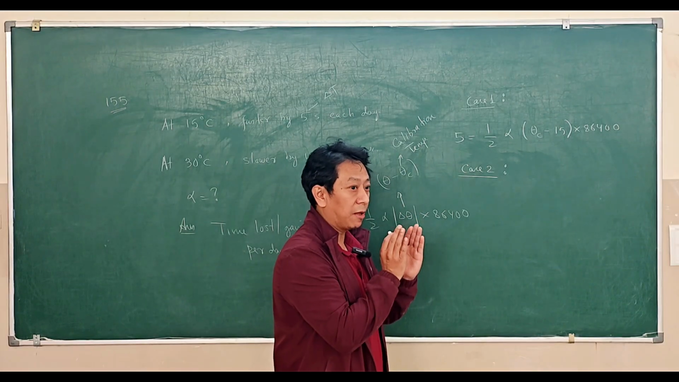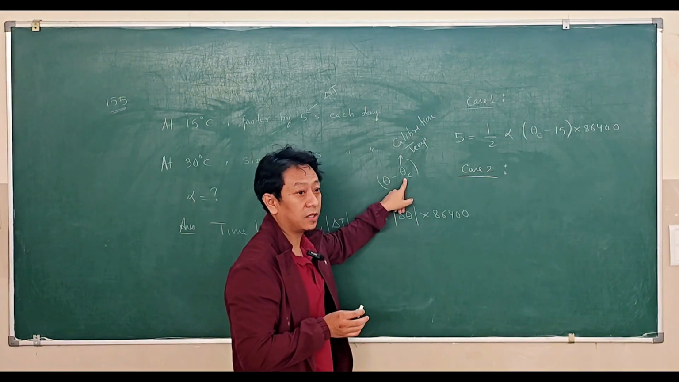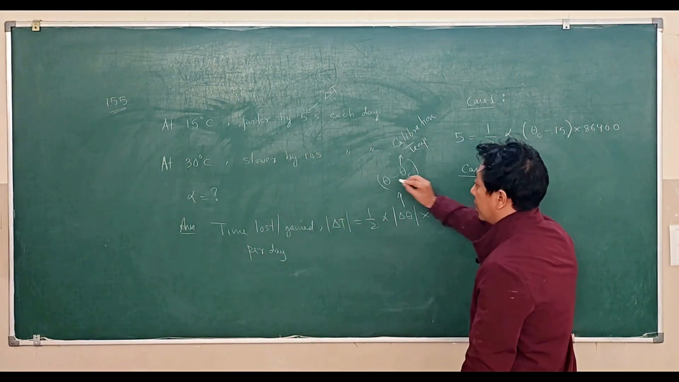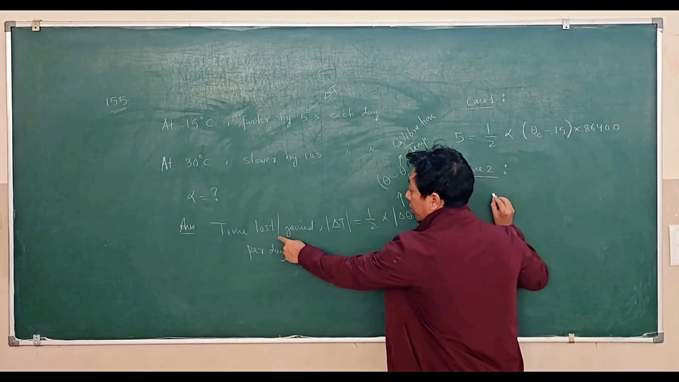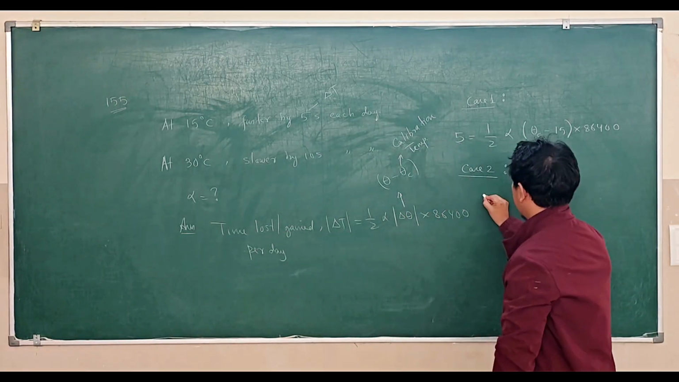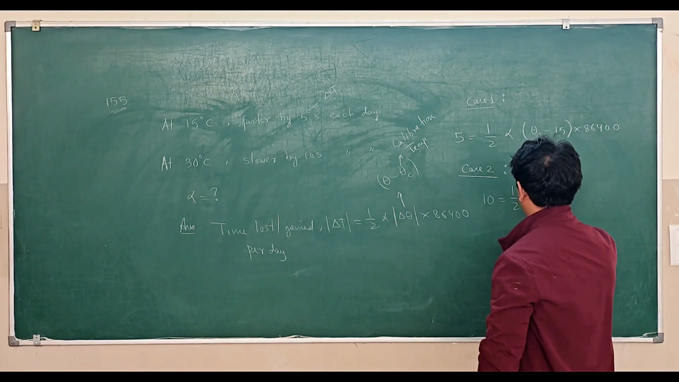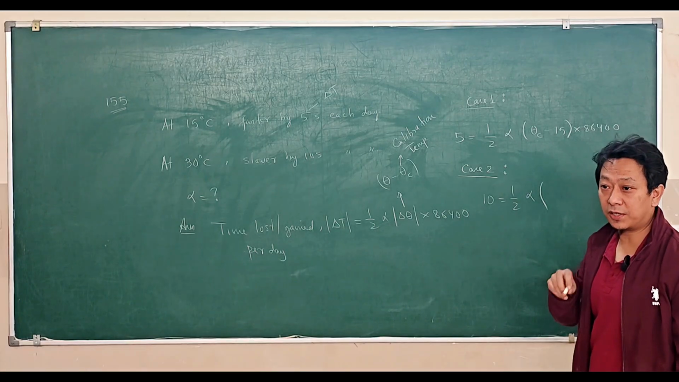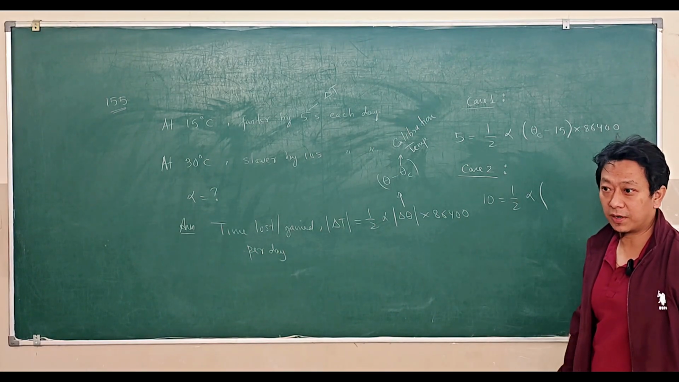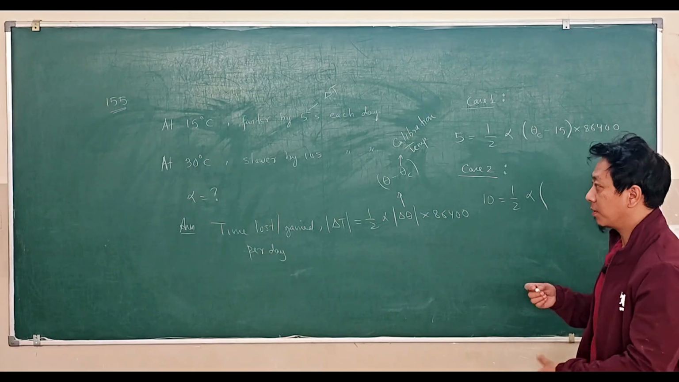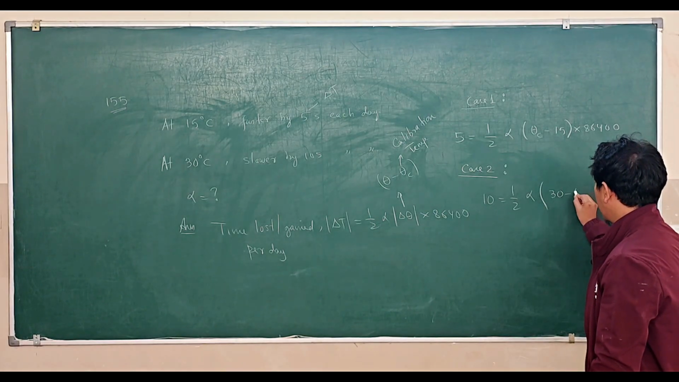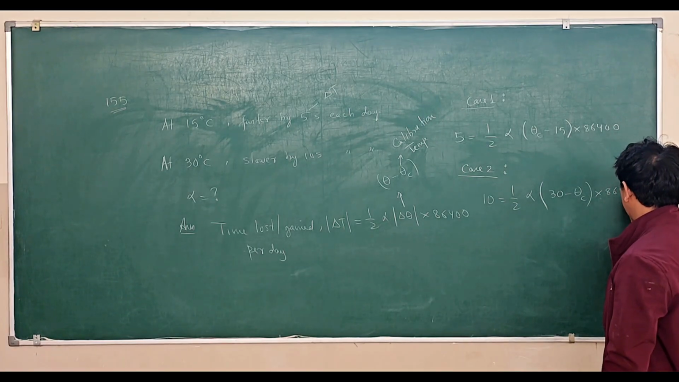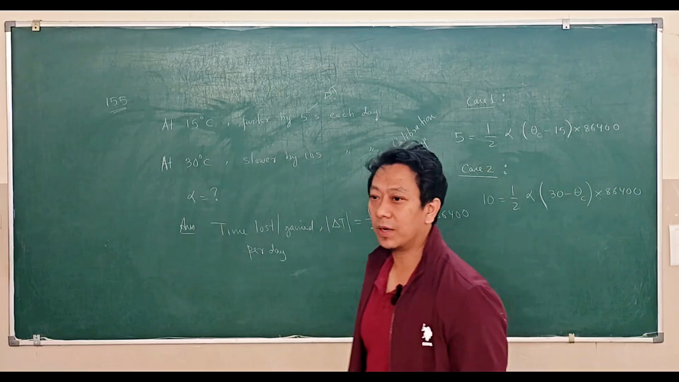And that correct timing it was showing at what temperature? Theta C. Here for temperature we are using theta. So how will I write here in case 2? What is the time lost or gained in the second case? 10 seconds. Half alpha, alpha is constant. Which temperature will be more now? Calibration or the measured temperature? The temperature at which you are doing measurement, that will be more. So it will be 30 minus calibration temperature into 86400.